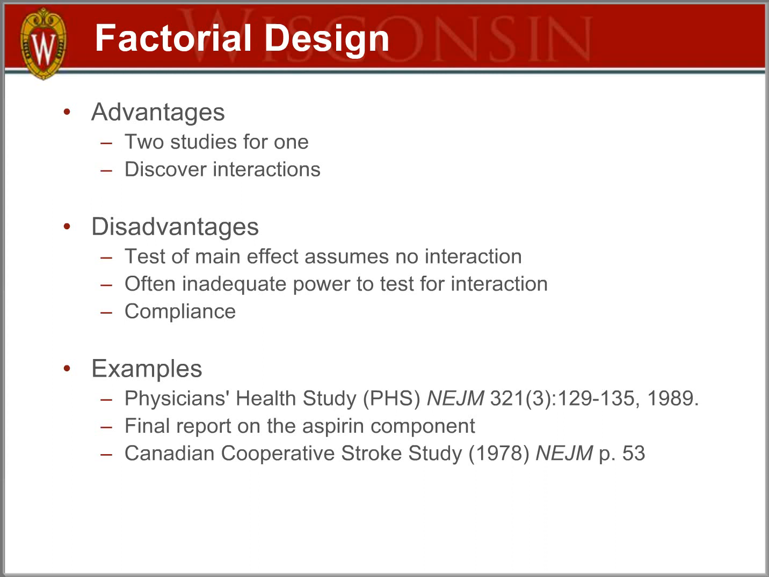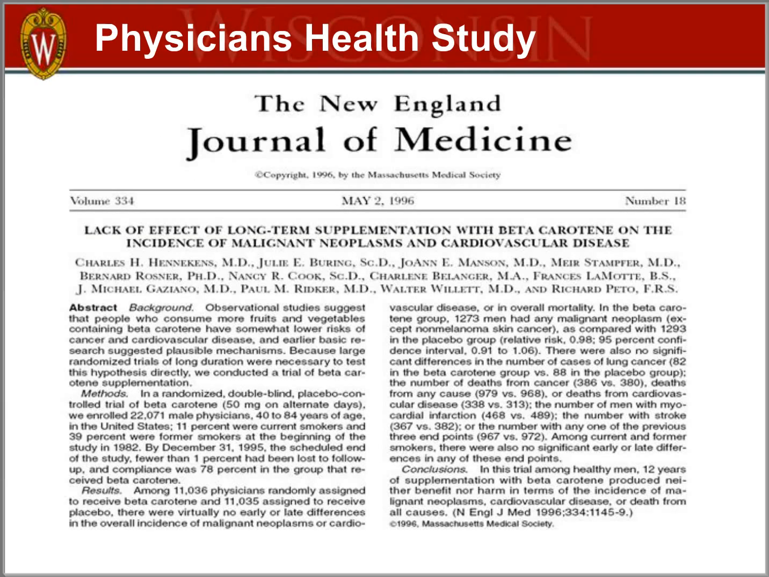There are many examples of factorial designs. The Physician's Health Study, which I mentioned earlier, compared aspirin versus placebo and beta-carotene versus placebo. The second component of the Physician's Health Study was the beta-carotene arm. This article, published in 1996, shows that the use of beta-carotene at high doses did not, in fact, reduce the incidence of cancer, but, in fact, increased the incidence of cancer.